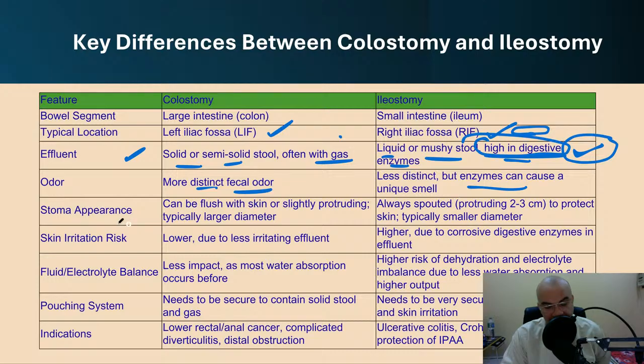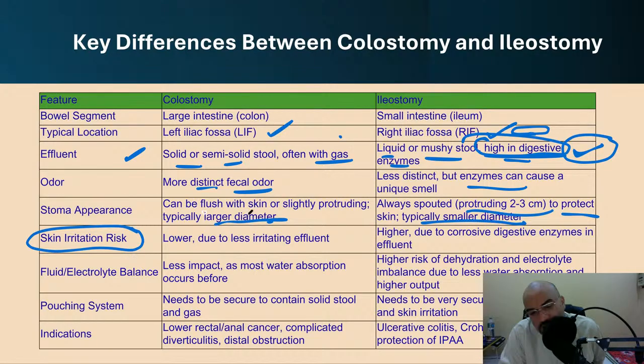The stoma appearance can be flush with the skin or slightly protruding, with a typical large diameter. Here, for the ileostomy, we are talking about protruding around 2 to 3 centimeters to protect the skin, and also by nature it has a smaller diameter, or is thinner, compared to the colostomy. Skin irritation: now the studies say that as a stoma nurse, we should think of skin irritation in both cases, but in general, based on the frequency or prevalence in the studies, it will be less than with ileostomy.